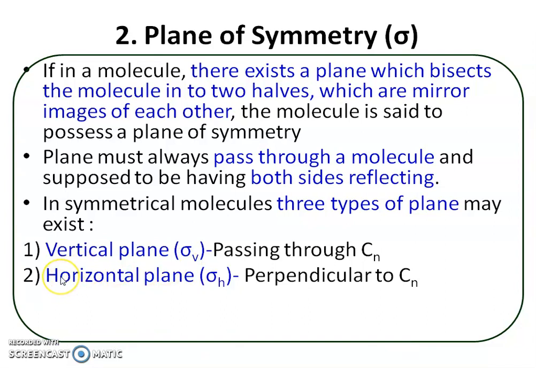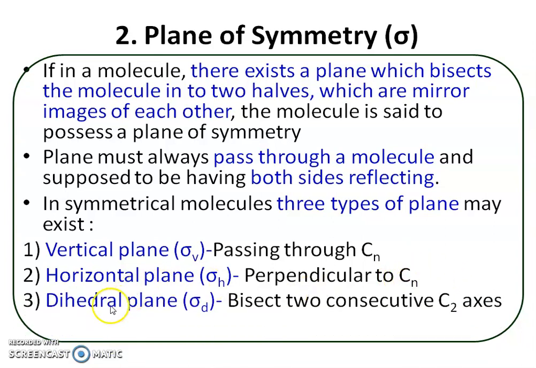The second type is the horizontal plane, denoted by sigma h. The horizontal plane is normally perpendicular to the principal axis, Cn. So the vertical plane passes through the principal axis, while the horizontal plane is perpendicular to the principal axis. Then the dihedral plane, denoted by sigma d. This plane is very important.